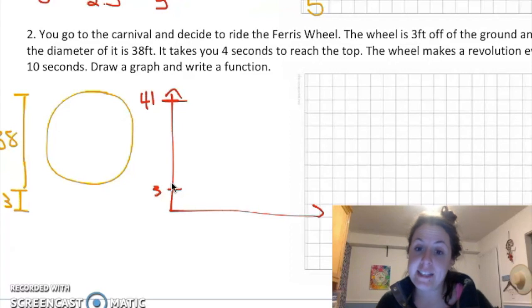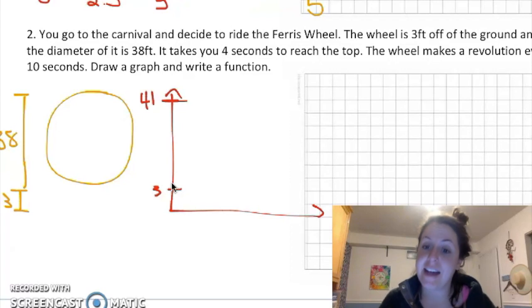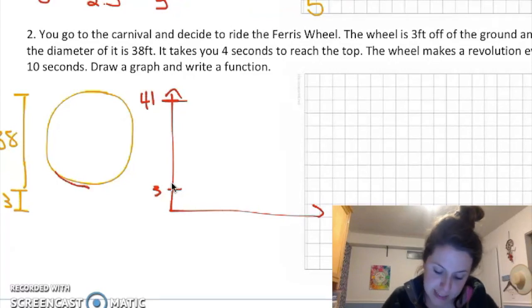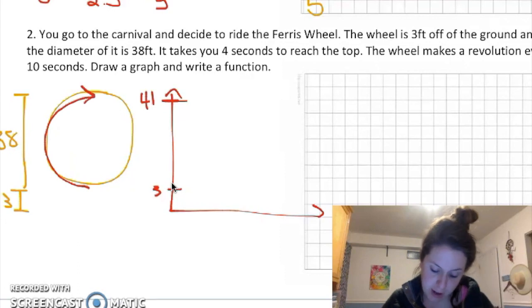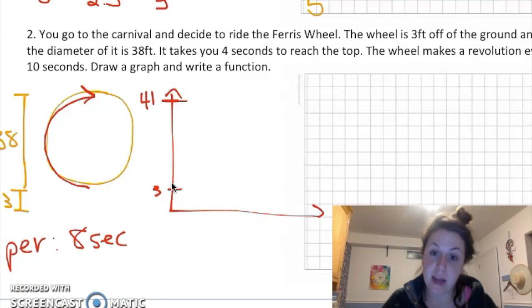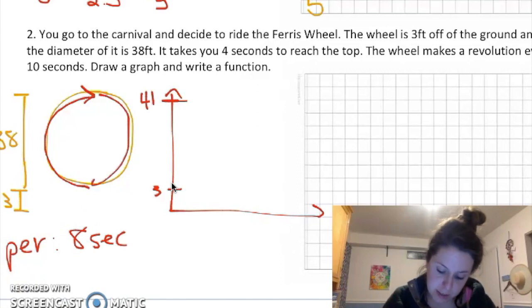And it takes us 4 seconds to reach the top. This is the world's fastest Ferris wheel. So it takes us 4 seconds to go from there to there. So the period of this Ferris wheel is 8 seconds, right? To go all the way around would be 8 seconds.